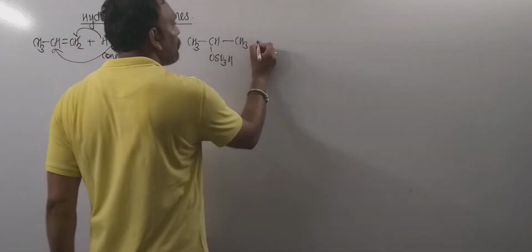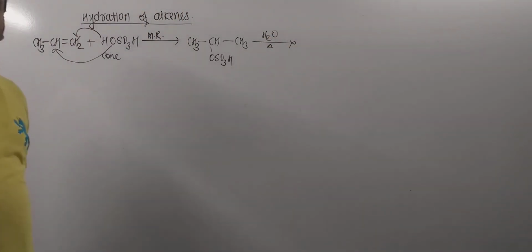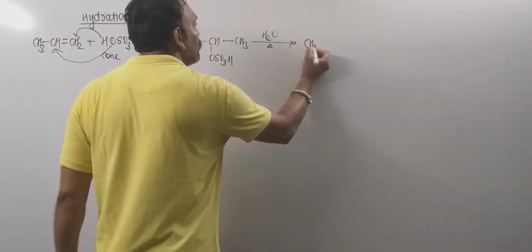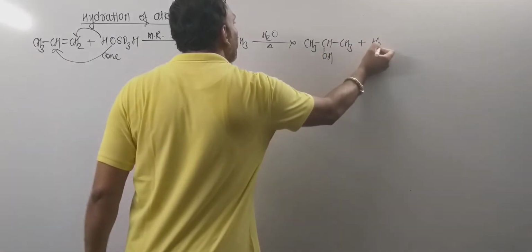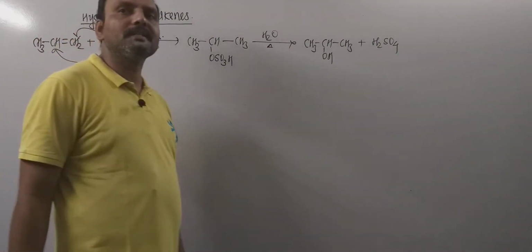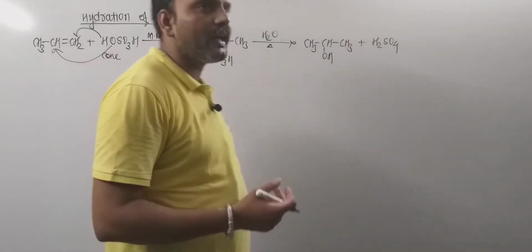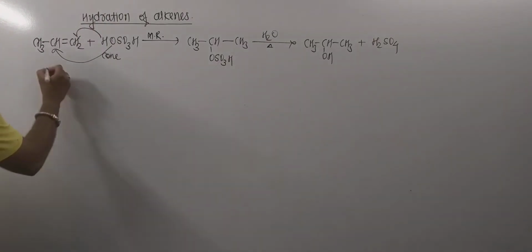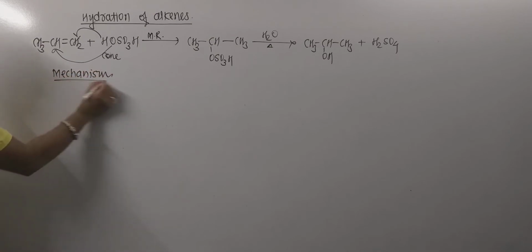Now this isopropyl hydrogen sulfate is to be boiled with water, I mean it is to be treated for hydrolysis, and that leads to the formation of isopropyl alcohol along with H2SO4. Note one thing right here, H2SO4 is catalyzing the reaction, and therefore a small amount of H2SO4 can bring about the change. Now as far as the mechanism of this reaction is concerned, this is so simple and interesting as well.